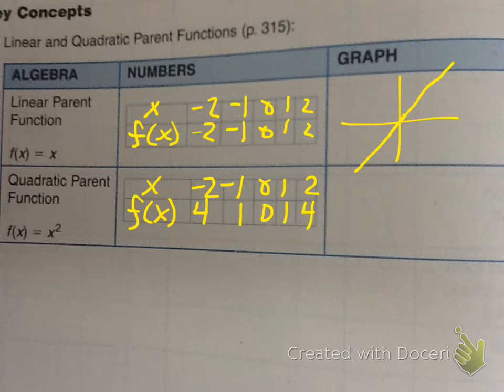Because -2 squared is 4. -1 squared is 1. 0 squared is 0. 1 squared is 1. 2 squared is 4. And you can see the y's repeat. Because of that, it creates what is called a symmetrical graph. It gives me that U-shaped graph that I'm used to seeing. That U-shape, again, is called a parabola.